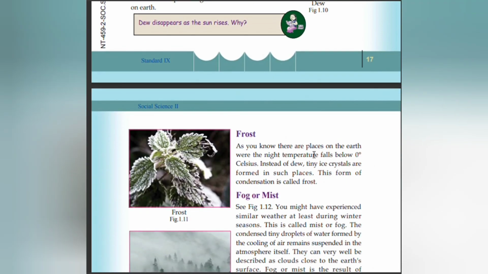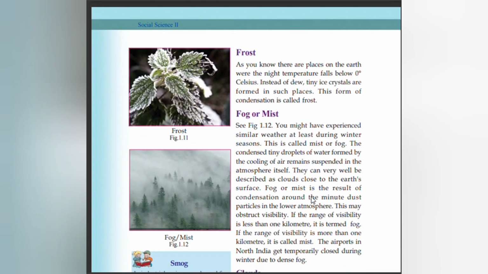Frost. As you know, there are places on the earth where the night temperature falls below 0 degrees Celsius. Instead of dew, tiny ice crystals are formed in such places. This form of condensation is called frost. Fog or mist. You might have experienced similar weather at least during the winter season.